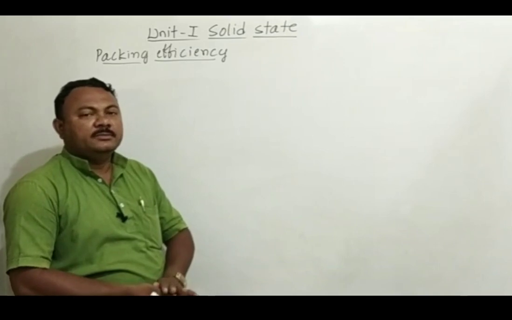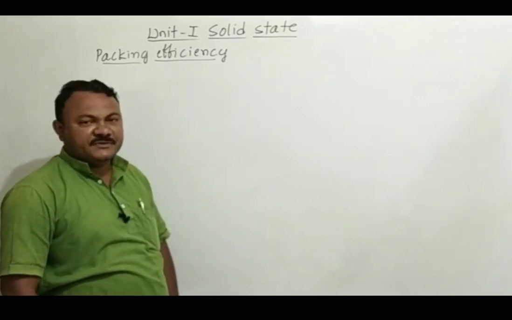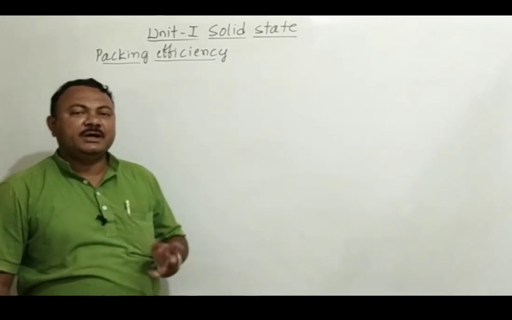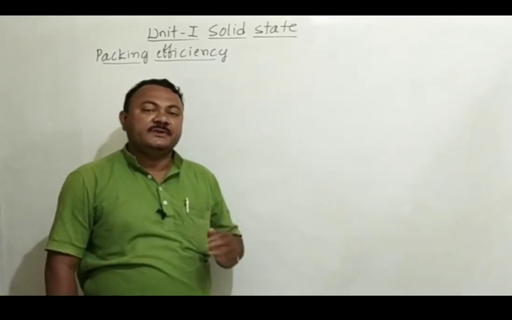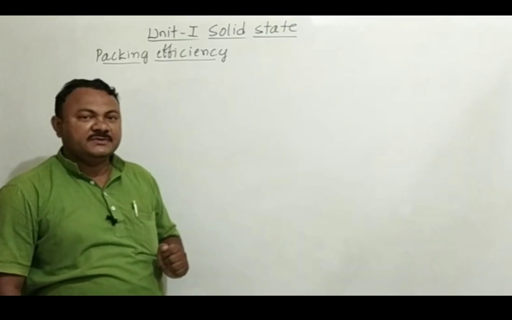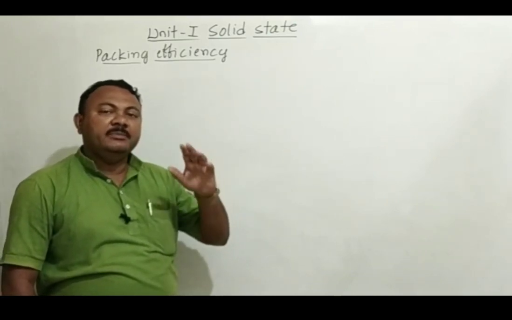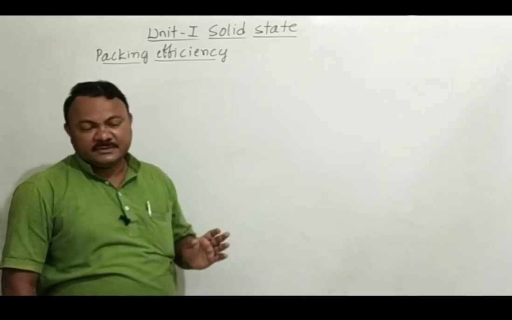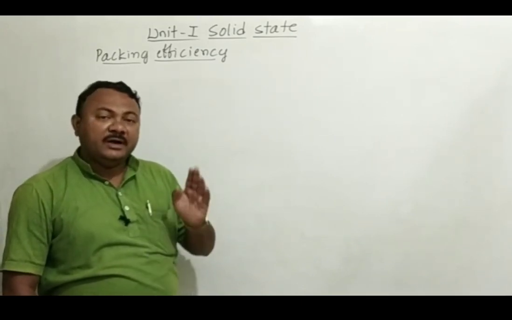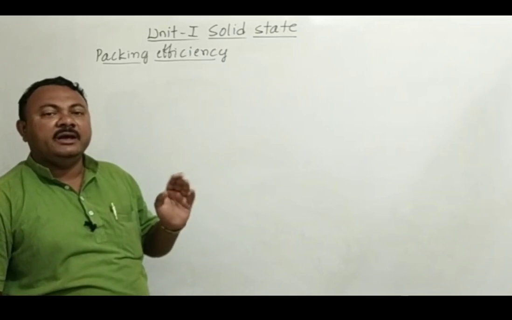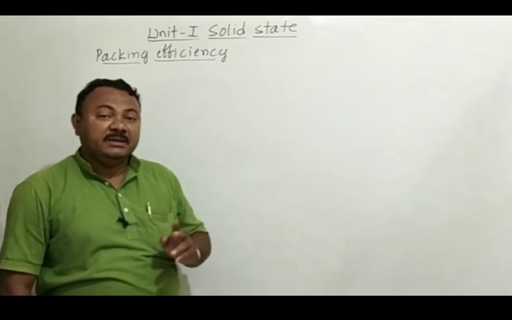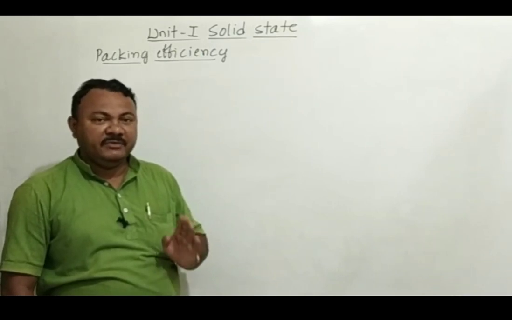Now we see another term in solid state, packing efficiency. Percentage of the total space occupied by the particles in the unit cell, we call it packing efficiency. So whatever the available empty space is there, within that how much space is filled by the particles, that we are going to calculate, and that only we are calling packing efficiency. Percentage of the total space filled by the particles is called packing efficiency.